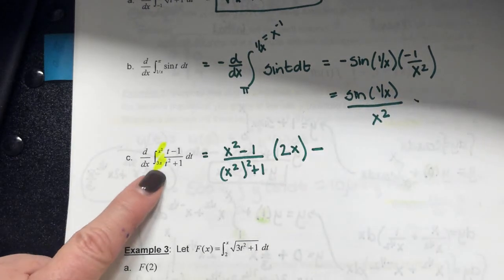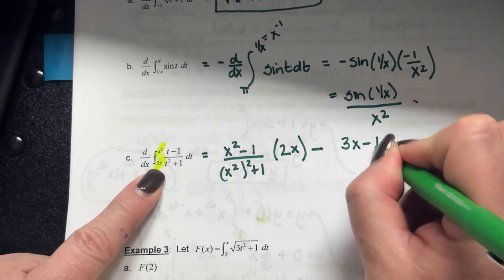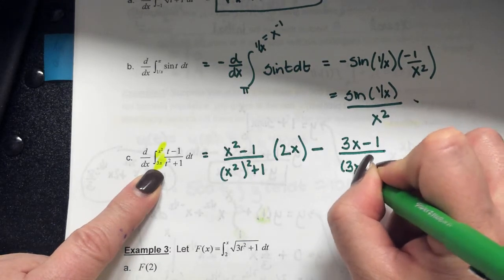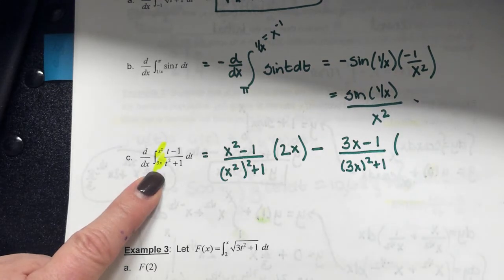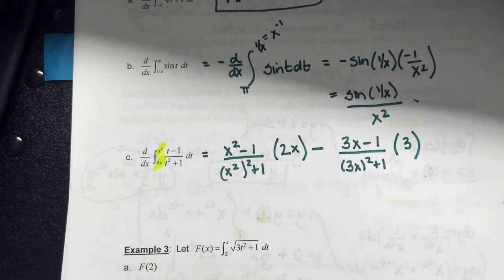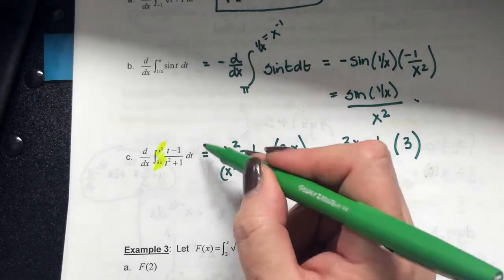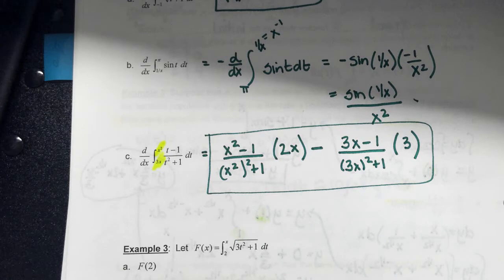Minus. Now I plug in my lower bound. So I'm going to take 3x and plug it in for t, so 3x minus 1 over 3x to the second plus 1 times the derivative of the lower bound. And the derivative of the lower bound is just a 3. And again, if it's free response, you don't need to distribute. You don't need to do anything. Just leave it alone. So any questions on how, again, this only applies when you're taking the derivative of the antiderivative? Any questions on that one?